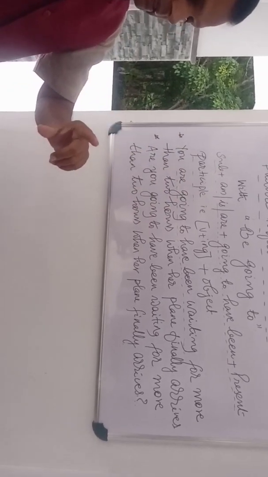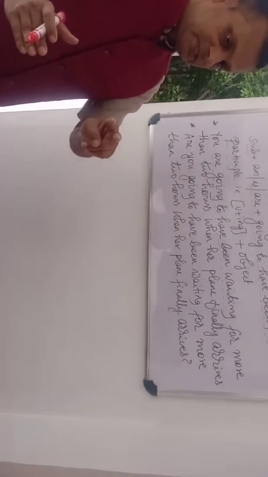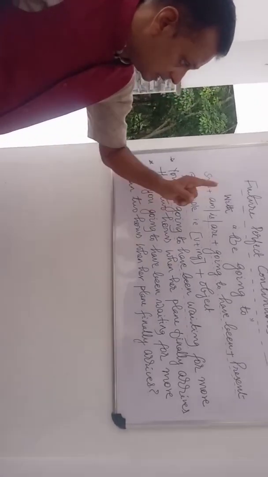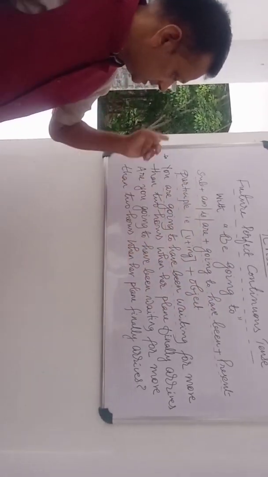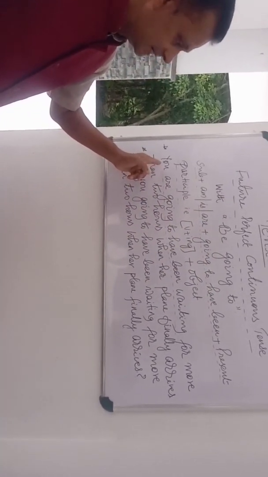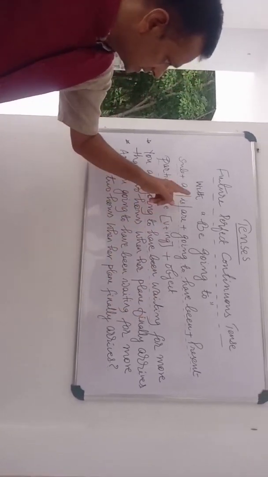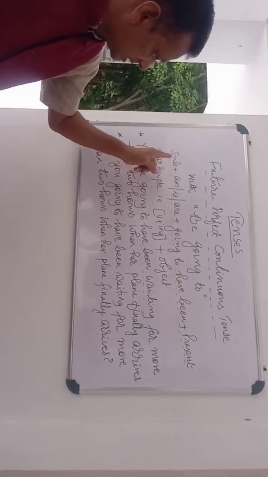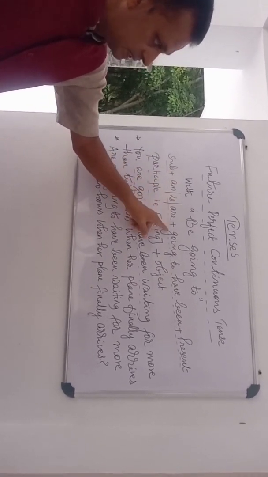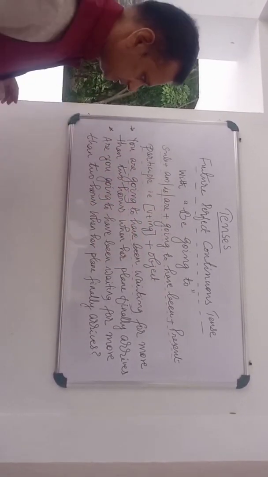So the future perfect continuous tense can be used in two forms: with the usage of will and with the usage of be going to. From the usage of be going to, we can write like this: you are going to have been waiting. That is, with be going to, subject plus am, is, or are plus going to have been plus present participle, that is verb plus ing plus object.